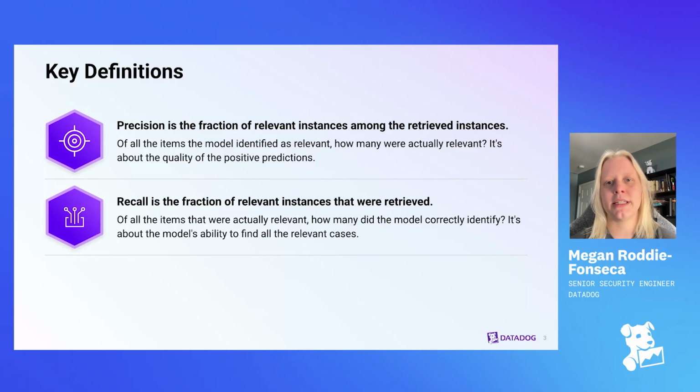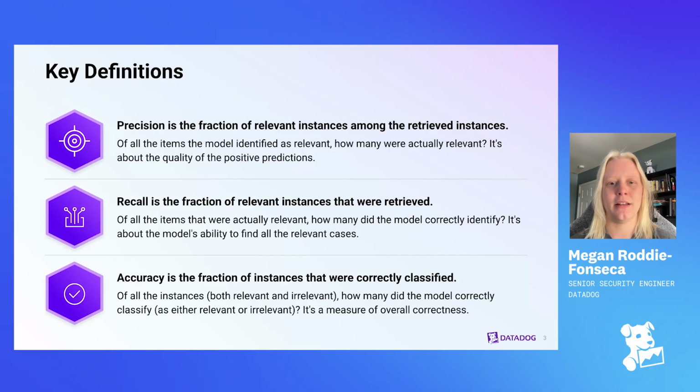And these two concepts kind of work in combination to give us our accuracy, which is the fraction of instances that were correctly classified. So out of all the instances, or events in our case, how many did the detection correctly classify? So it's a measure of overall correctness. So we want, this is great. This is low false positive, high true positive.